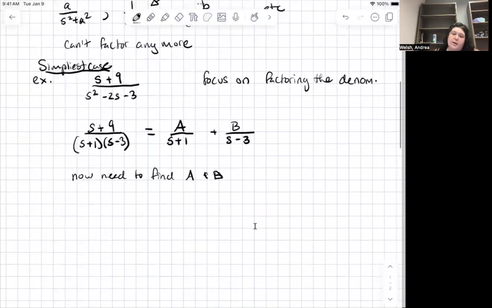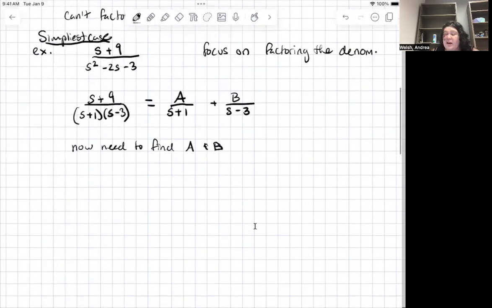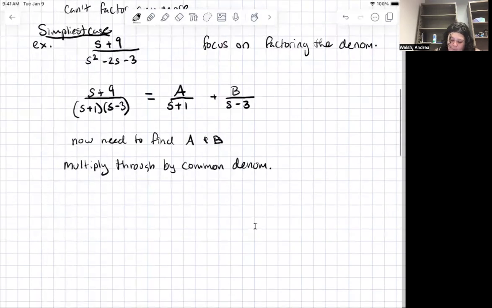So what we do here is first, we want to get rid of all the fractions, so we multiply through by the common denominator. And if I do that, this simplifies. Great. All right.